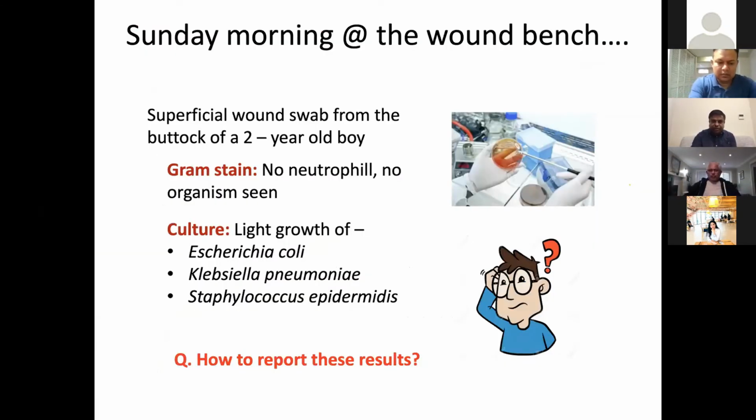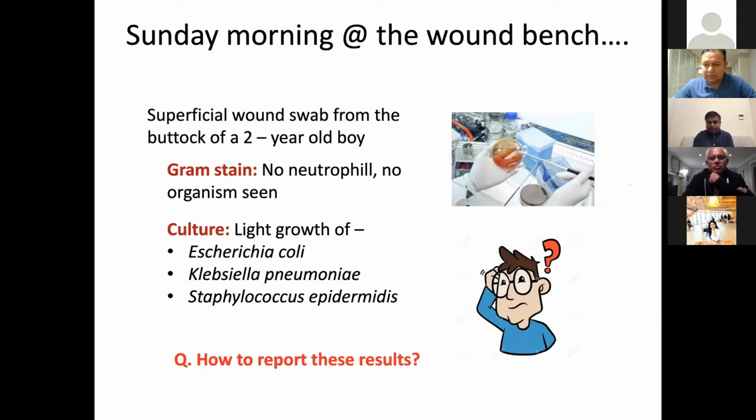So as you can see, it's Sunday morning at the wound bench. It can be any weekday. You are having a lab round and you are going around different benches. And at the wound bench, you get a question from a technologist. The specimen was a superficial wound swab from the buttock of a 2-year-old boy. The Gram staining showed no neutrophils and no organisms seen. However, by culture, there was slight growth of E. coli, Klebsiella pneumoniae, and Staph epidermidis. So the question is how to report these results.